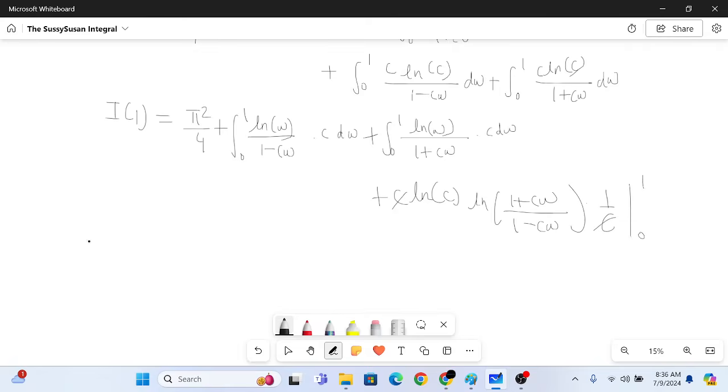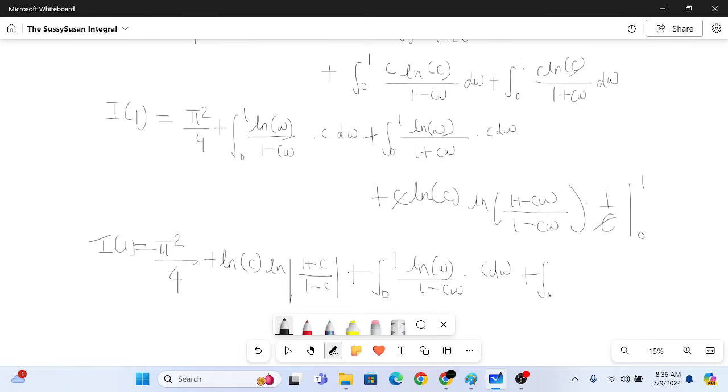So we have I of 1 as pi square by 4, and then this is just ln of c, and then at 1, this is ln of 1 plus c by 1 minus c, minus at 0, this is just ln of 1, which is 0. So pi square by 4 plus ln c times ln of 1 plus c by 1 minus c. Okay, looks good. And now these two integrals: the integral from 0 to 1 of ln w by 1 minus cw times c dw plus the integral from 0 to 1 of ln w by 1 plus cw times c dw.